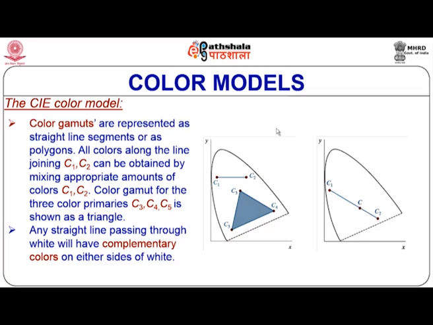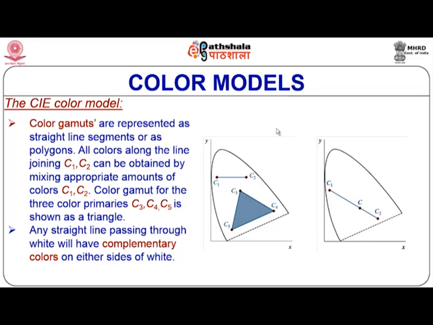So we can say the color gamut for C1 and C2 is all the colors that fall along the line connecting the two colors. Similarly, take 3 colors C3, C4 and C5, which form a triangle. The color gamut for the C3, C4, C5 color model is all the colors that fall inside the triangle formed by these 3 colors as vertices. So it is called the C3, C4, C5 color model. That is how we understand it.